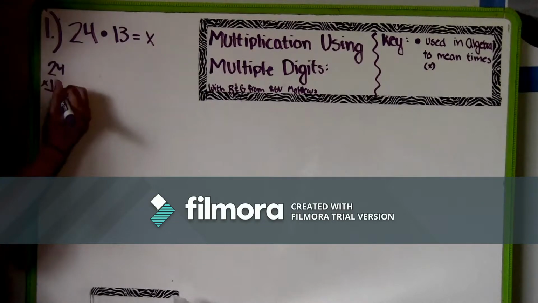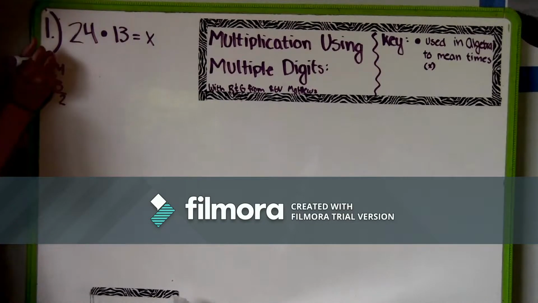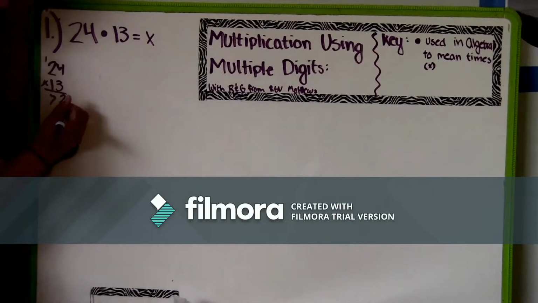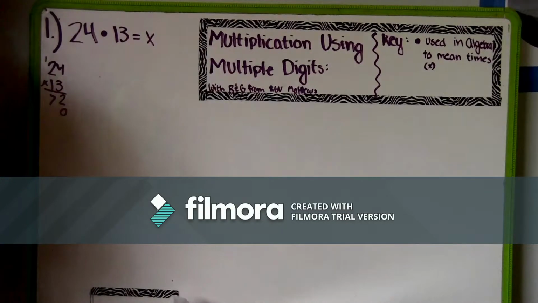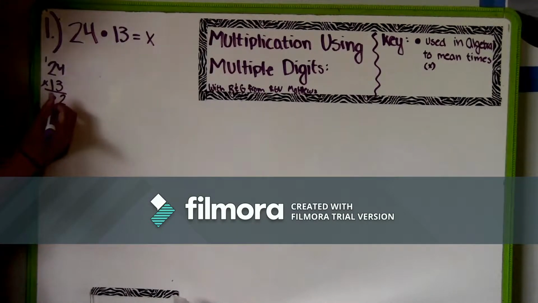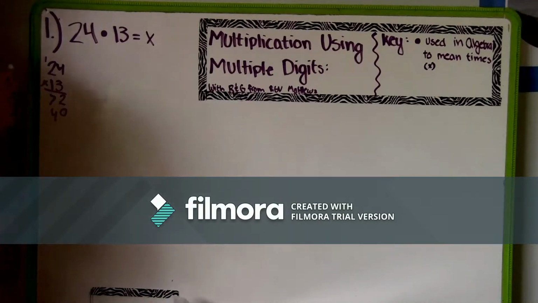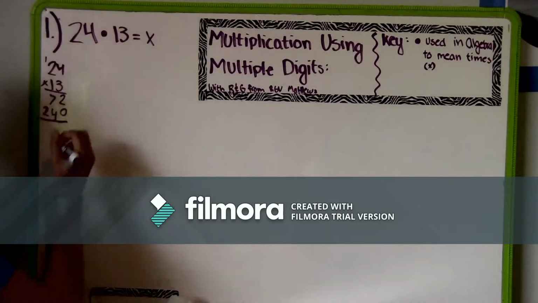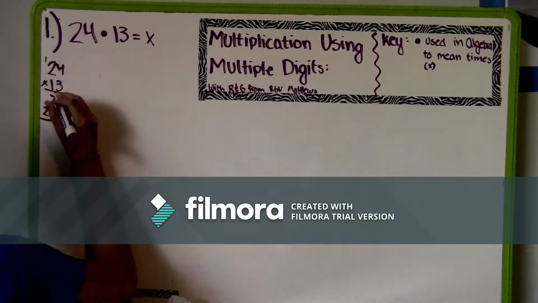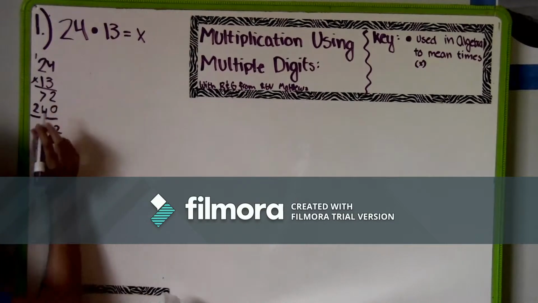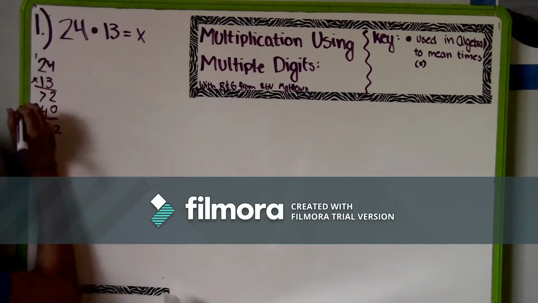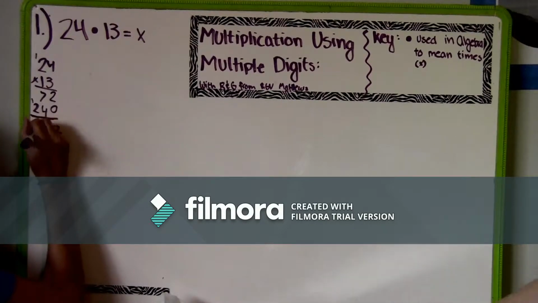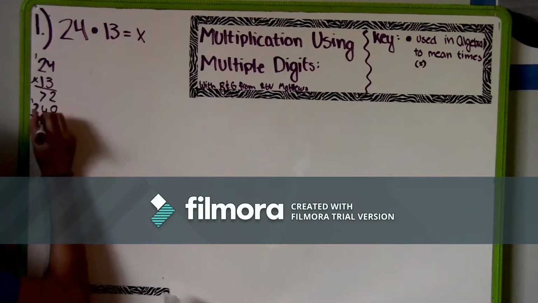So 3 times 4 is 12. Carry the 1. 3 times 2 is 6. Add the 1, so it's 7. Now down here, add the 0. 1 times 4 is 4. And 1 times 2 is 2. So when we add these numbers together, we will get 2 plus 0 is 2, 7 plus 4 is 11, carry the 1, and 2 plus 1 is 3. So our final answer is 312.